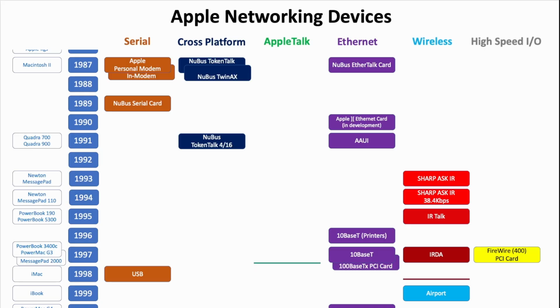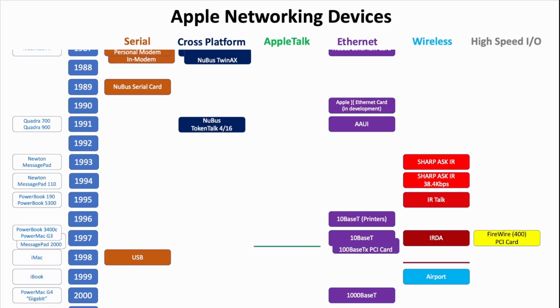The following year, in 1999, as we spoke about last week, the original iBook G3 clamshell was launched alongside Apple's AirPort Wi-Fi system. In 2000, the PowerMac G4 Gigabit, name gives it away really, signalled the introduction of 1000BASE-T in an Apple product for Ethernet.